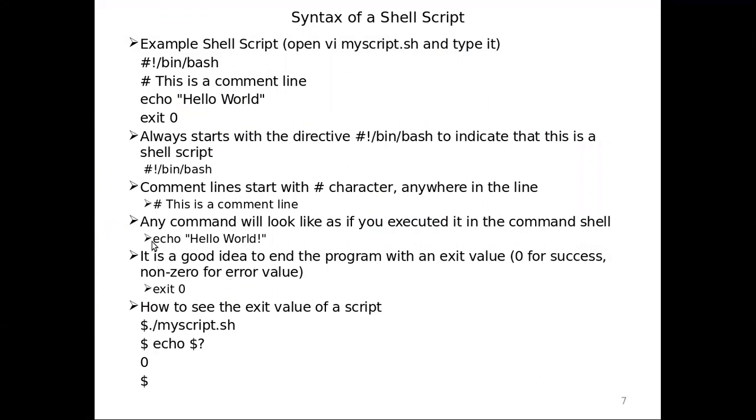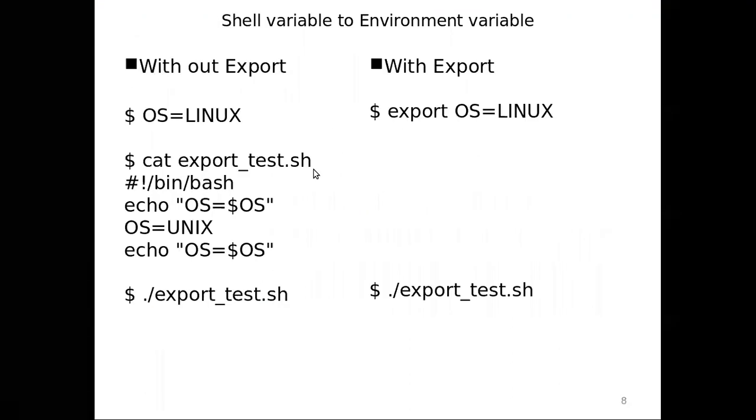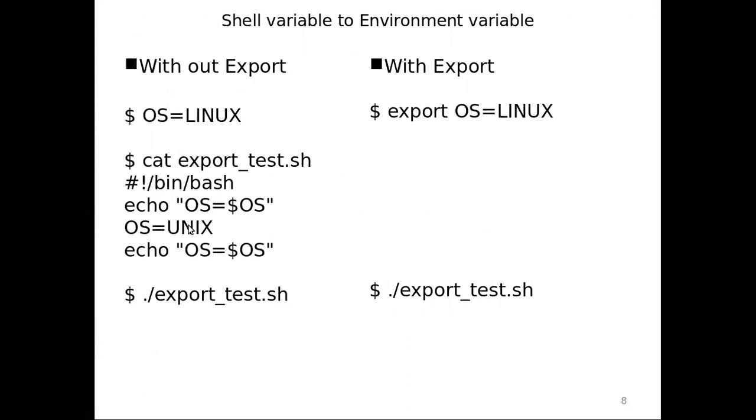Now, comment line and echo. You know what is meant by echo and exit status. So you can also do this. Here exit 0, it will be 0, 1, 2, 3, that is the exit status. Now, to see the difference with export and without export, you can test this. I have a test file, export.txt, that you can create.